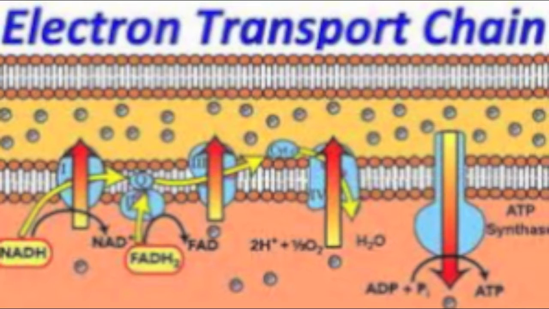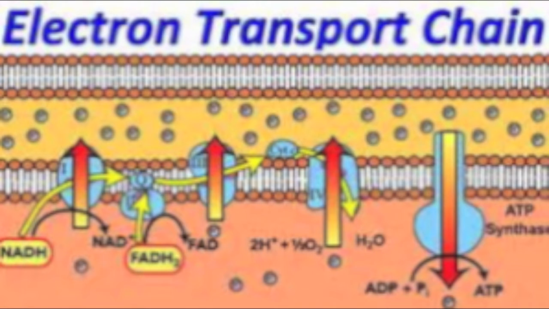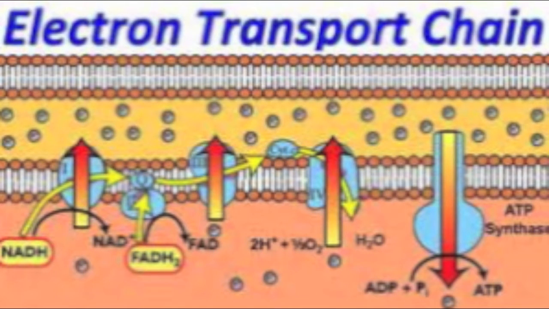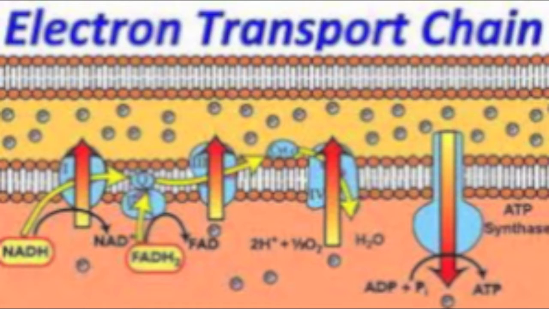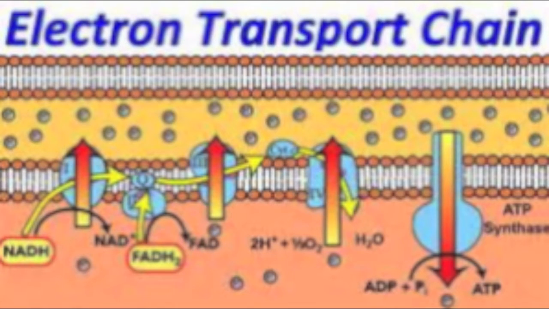During glycolysis, synthesis of acetyl-CoA and the Krebs cycle, the electron carriers NAD plus and FAD are reduced to form NADH and FADH2 respectively. These molecules are like little rechargeable batteries, and when NAD plus and FAD are reduced, this means that they accept and carry electrons and hydrogen ions, potential energy that can be used later in cellular respiration.